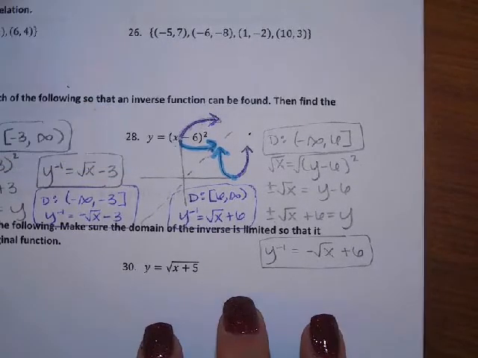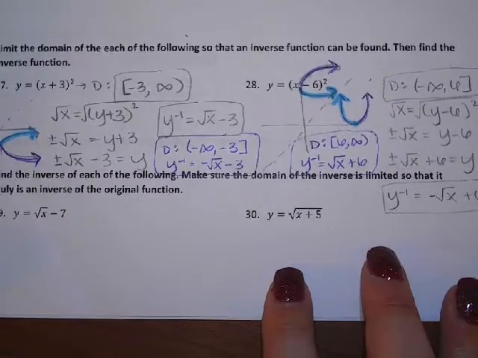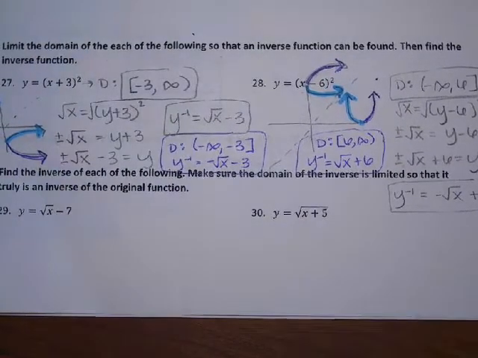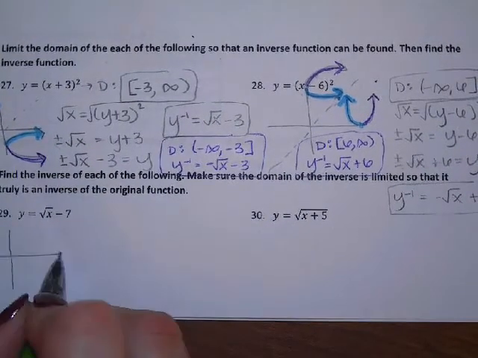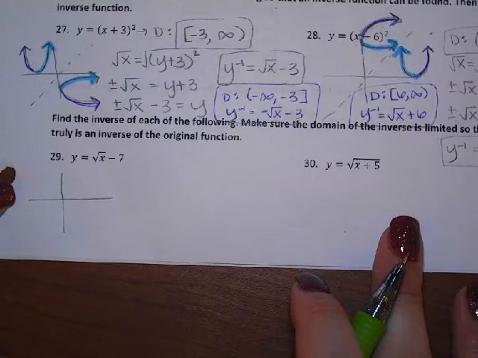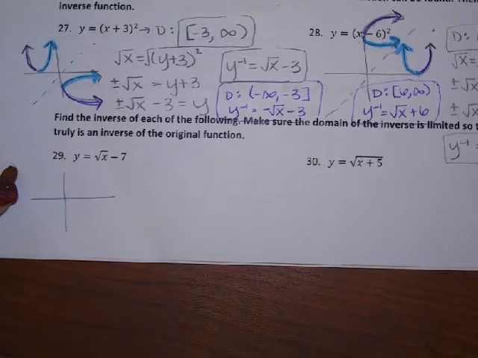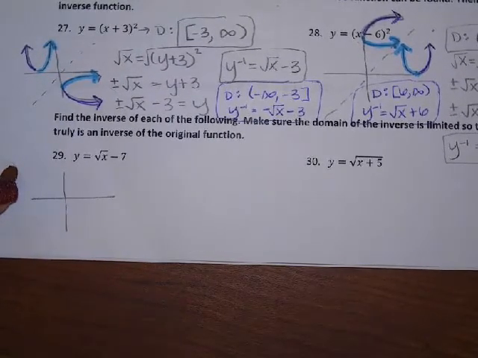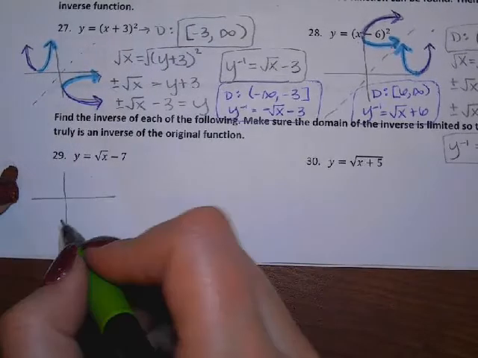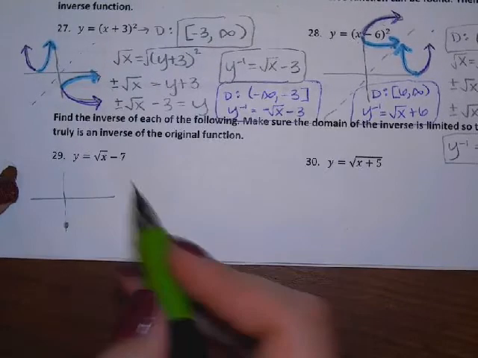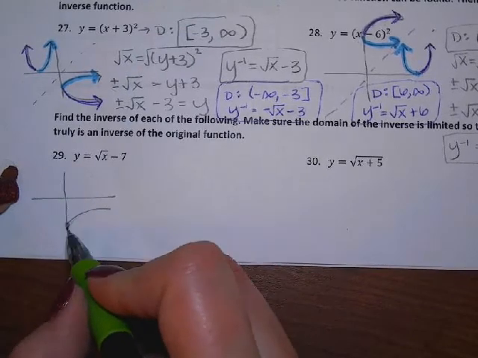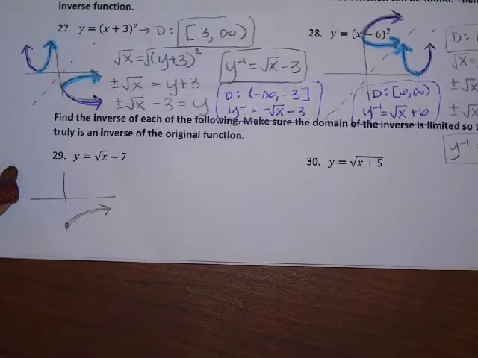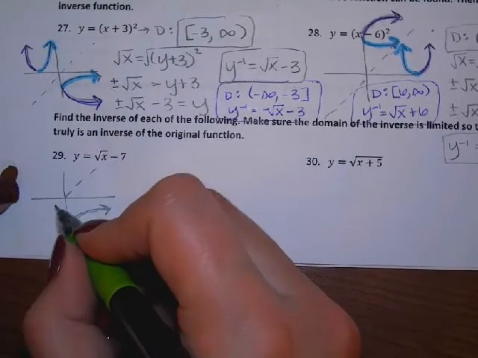Okay, so 29 and 30 are kind of like the backwards version of that. So if we were to start off with 29, how do I graph square root x minus 7? Start at 0, negative 7, so it's been shifted down 7. And it doesn't have a stretch, it doesn't move left and right, it doesn't do anything else, so it's just like a normal square root graph. It looks like this. Okay, so let's go ahead and draw our dotted line.